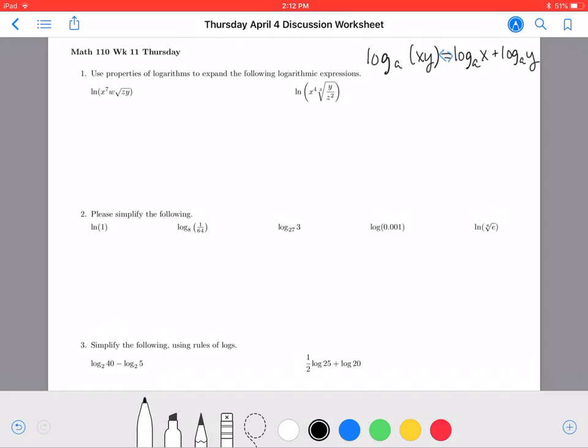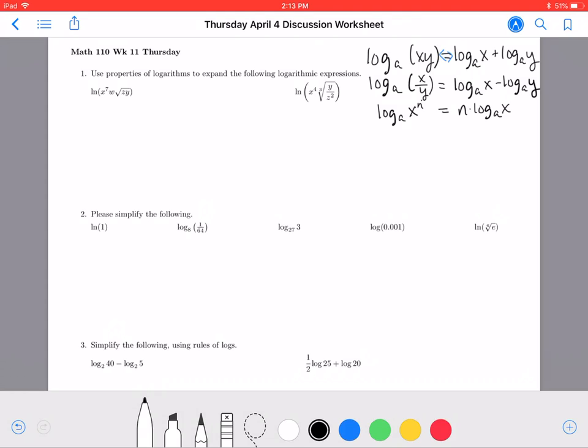All right, next property, division. Log base a of x divided by y can be rewritten, expanded, as log base a of x minus log base a of y. So very similar to multiplication, except I'm subtracting the two logs. The top value, the numerator, would be the first term, the denominator, the second. And the last one: if I have log base a of x raised to some power, I can bring down that exponent and multiply it by just the log base a of x. Okay, cool. So let's see how we use these.